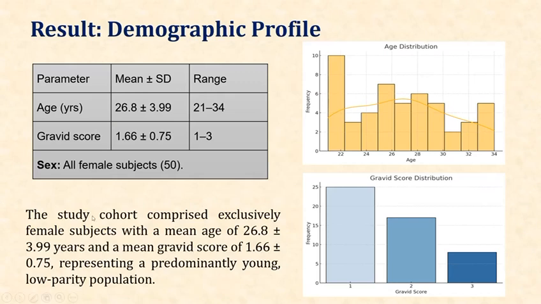The study population consisted of 50 pregnant women with a mean age of 26.8 years and mean gravida score of 1.6, representing a predominantly young, low parity cohort. This provides a relatively uniform baseline population for assessing placental stiffness using shear wave elastography.